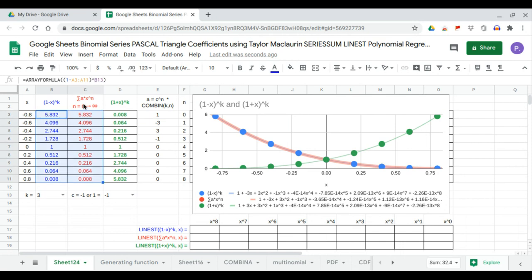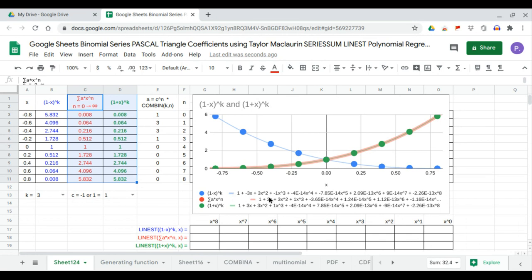So if c is negative 1, then these two are the same. So the Taylor-Maclaurin series sum expansion is equal to 1 minus x to the power k. If c is positive 1, then the red line is on the green. So these two data sets are the same. The Taylor-Maclaurin series sum expansion is equal to 1 plus x to the power k.